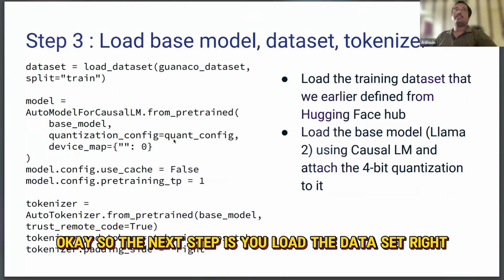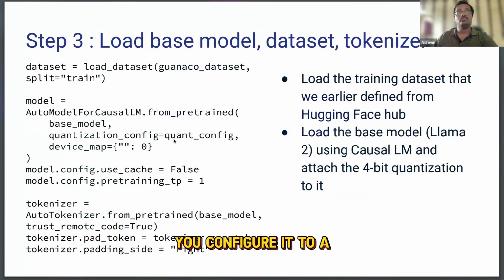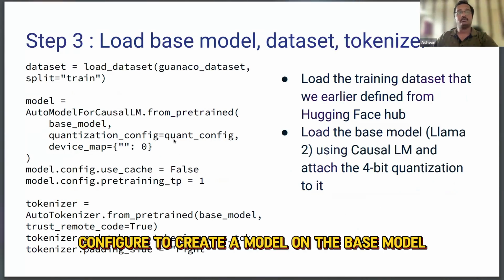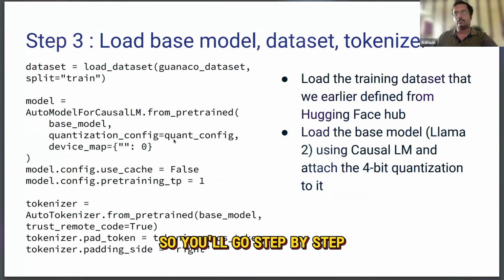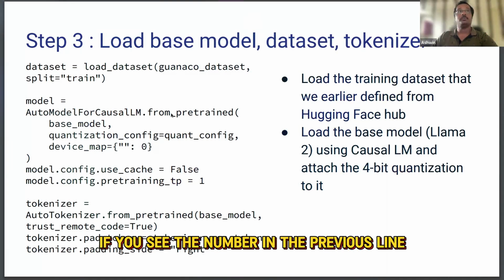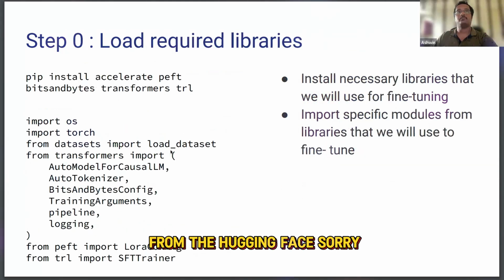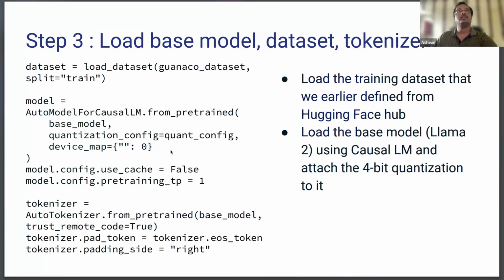Okay, so the next step is you load the dataset, right? You load the dataset, you configure it to create a model on the base model, and then you also set up a tokenizer. So we'll go step by step. So the first one, where you use load_dataset, this is the dataset, if you remember from the previous slide. We are defining the dataset to come from the Llama 2 Guanaco dataset from Hugging Face.